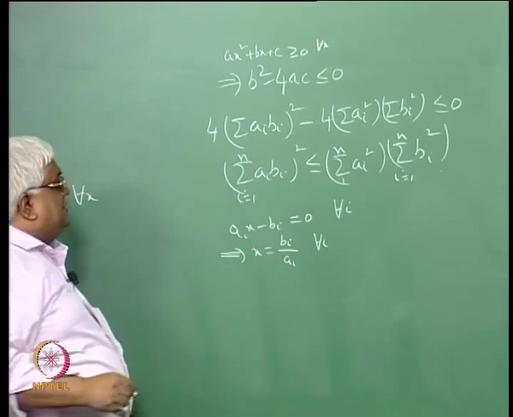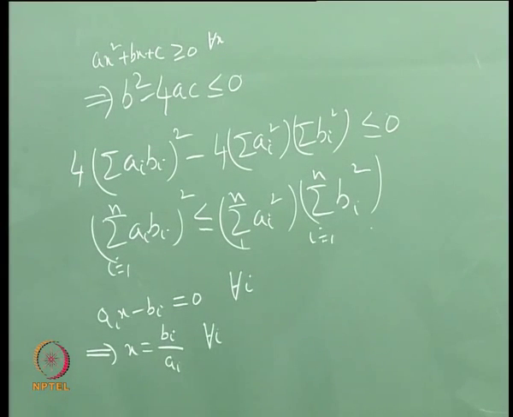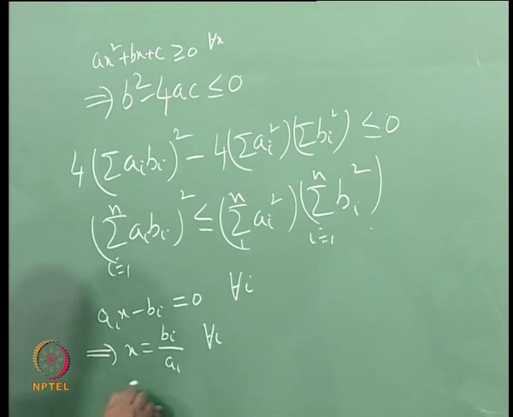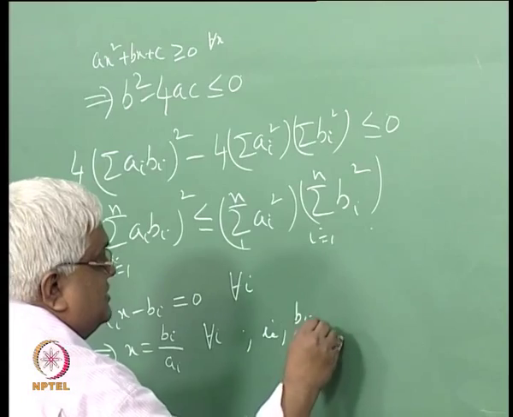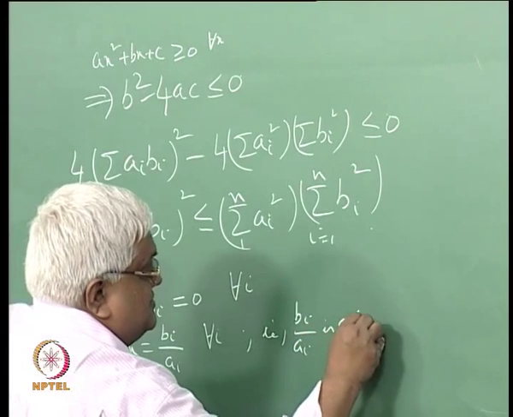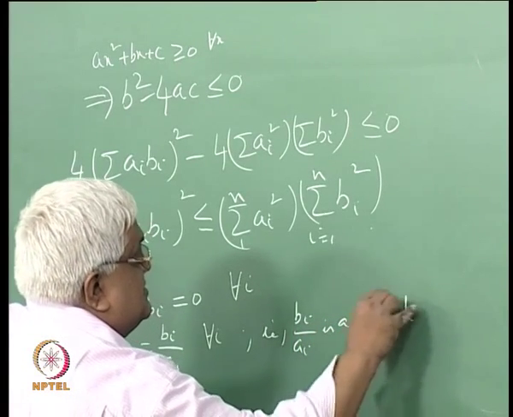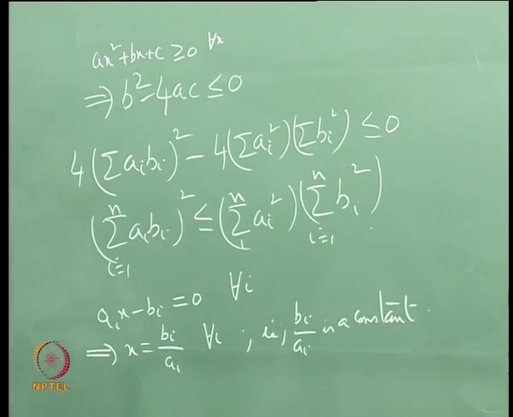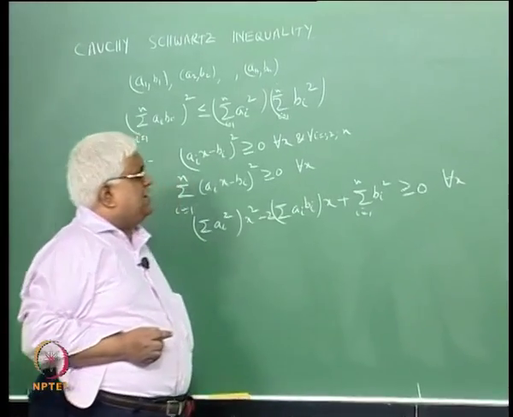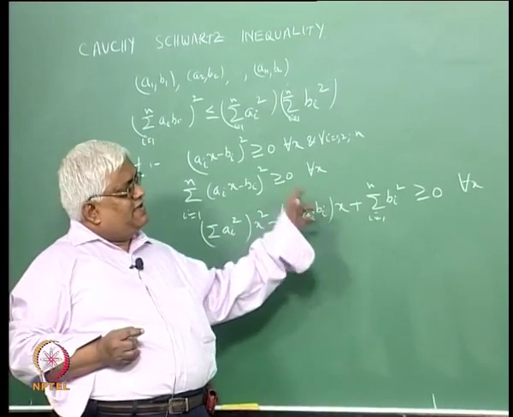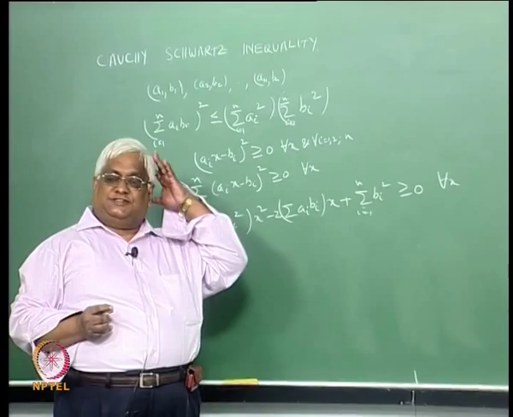So, that means this has to be a constant. x must be the same for all i. That means b_i by a_i has to be a constant. So, the equality will hold when b_i by a_i is a constant.